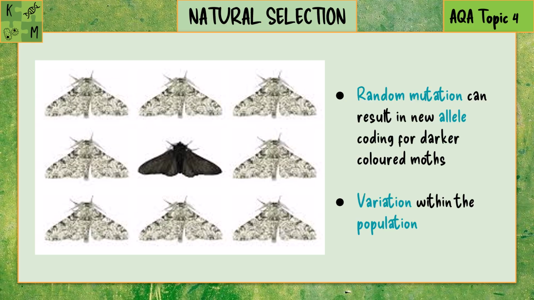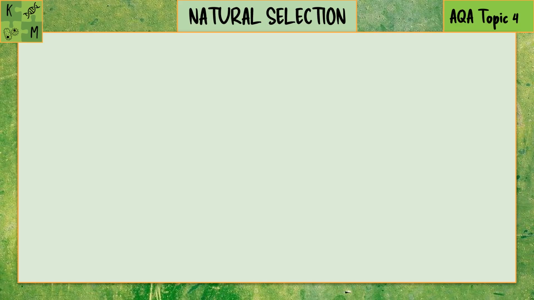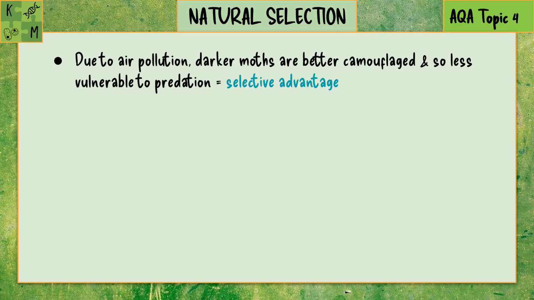Light-coloured peppered moths were well camouflaged against the lichen growing on trees, making them less vulnerable to predation and giving them a greater chance of reproductive success over dark-coloured moths. Human activity resulted in a greater level of air pollution, causing the bark of trees to darken in colour. These new environmental conditions meant that those moths carrying the allele for dark pigmentation were now better camouflaged.